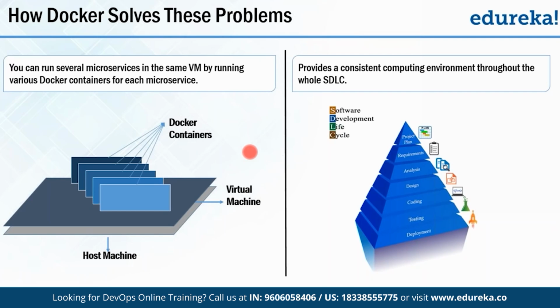Earlier we were using virtual machines, now we are using Docker containers on top of virtual machines. Let me tell you guys, Docker containers are actually lightweight alternatives of virtual machines. What does that mean? In Docker containers, you don't need to pre-allocate any RAM or any disk space. It will take the RAM and disk space according to the requirements of the applications.